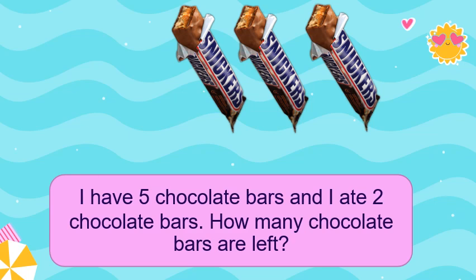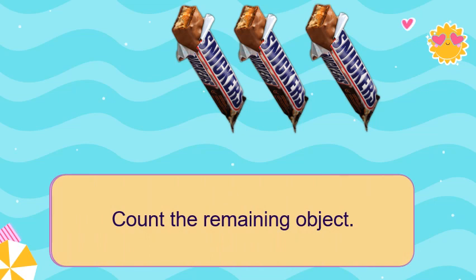So here we can count the remaining objects or food, the chocolate bar. So here we have 1, 2, 3. 3 chocolate bars are left. That's the answer.